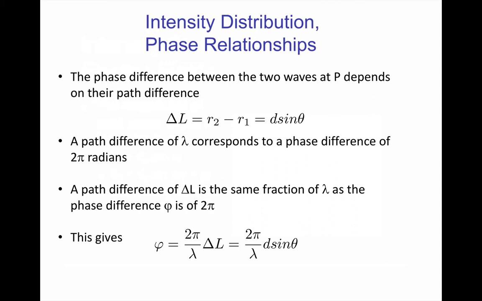We have phi over 2 pi equals delta L over lambda, so phi over 2 pi equals d sine theta over lambda, and when we rearrange that, we get the expression at the bottom. Phi is 2 pi over lambda times the path length difference, which is 2 pi over lambda times d sine theta.